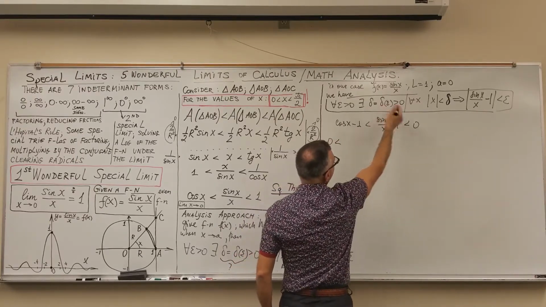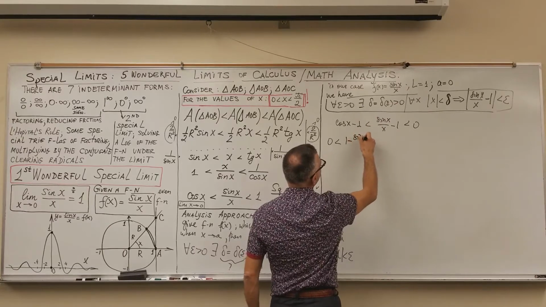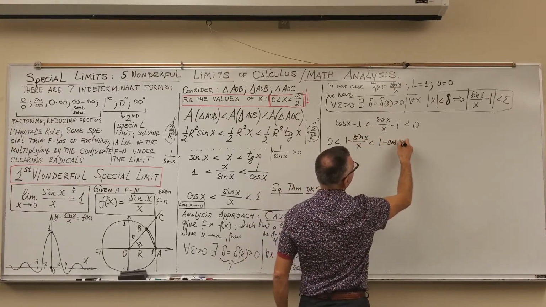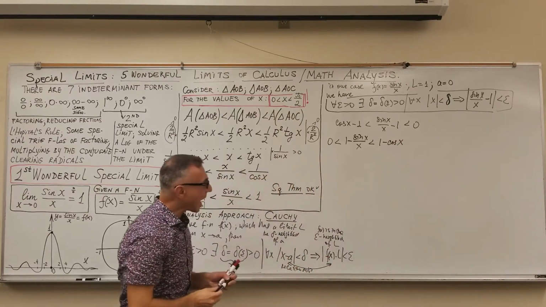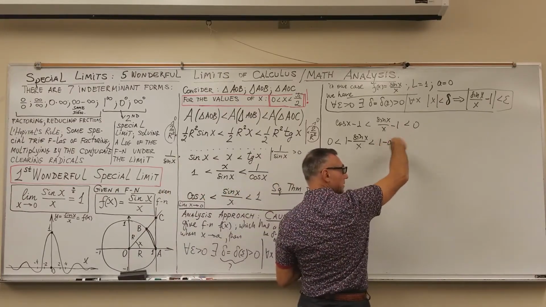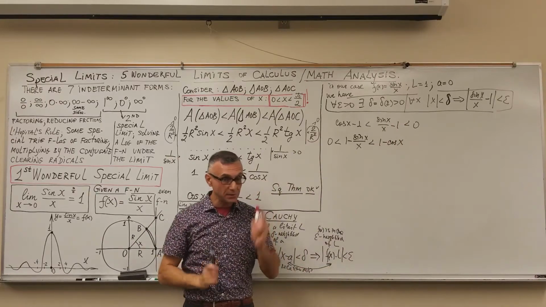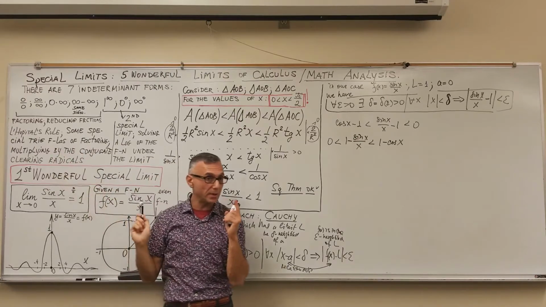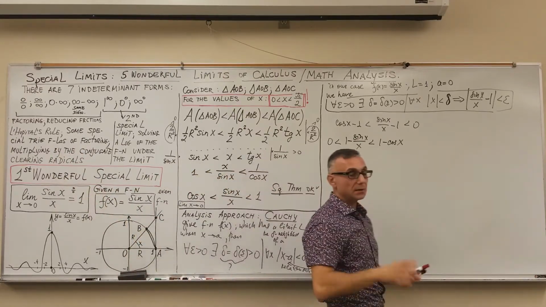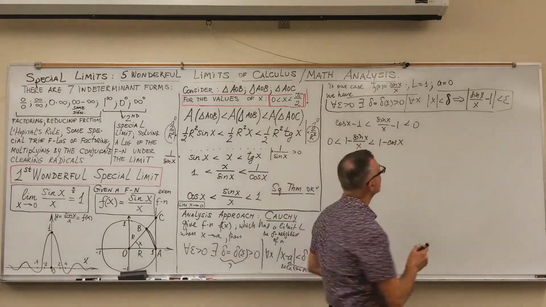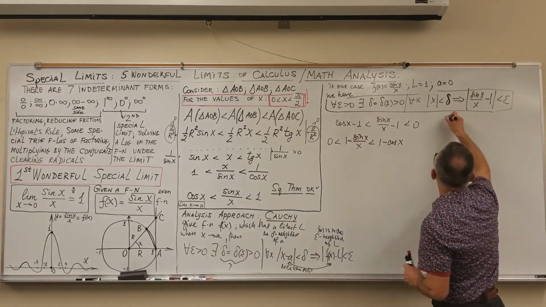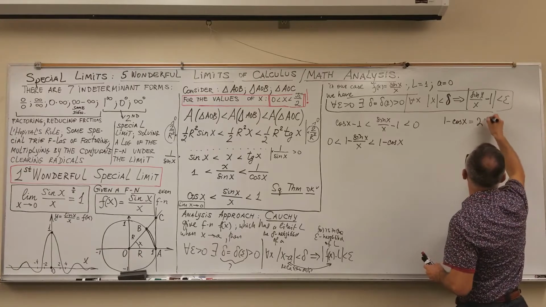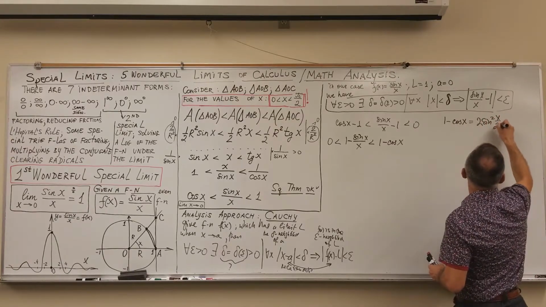Minus 1 by this will be 1 minus sine x over x, and less than 1 minus cosine x. This is what I need to look at, because 1 minus cosine x is actually some special trig formula. We remember it, we all know it. It helps us to make some simplifications. You all remember 1 minus cosine x is the power reduction formula, 2 sine squared x over 2.